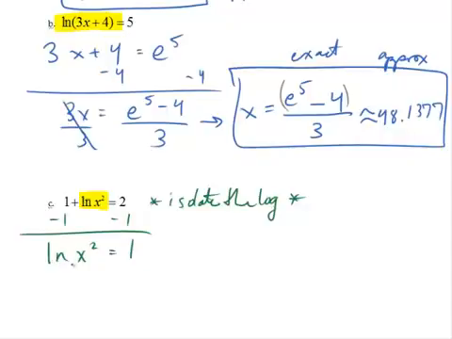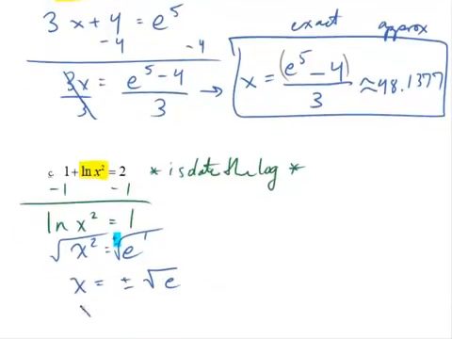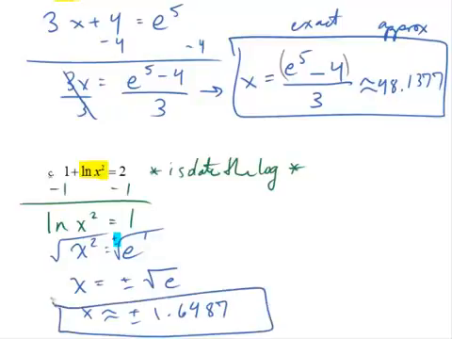This is log base e, so x squared equals e to the first. I need to undo that squared, so I'm going to square root both sides, remembering my plus or minus. Remember this little guy? Pink, right there. So x equals plus or minus square root e, which is approximately plus or minus 1.6487. So my exact and my approximate.